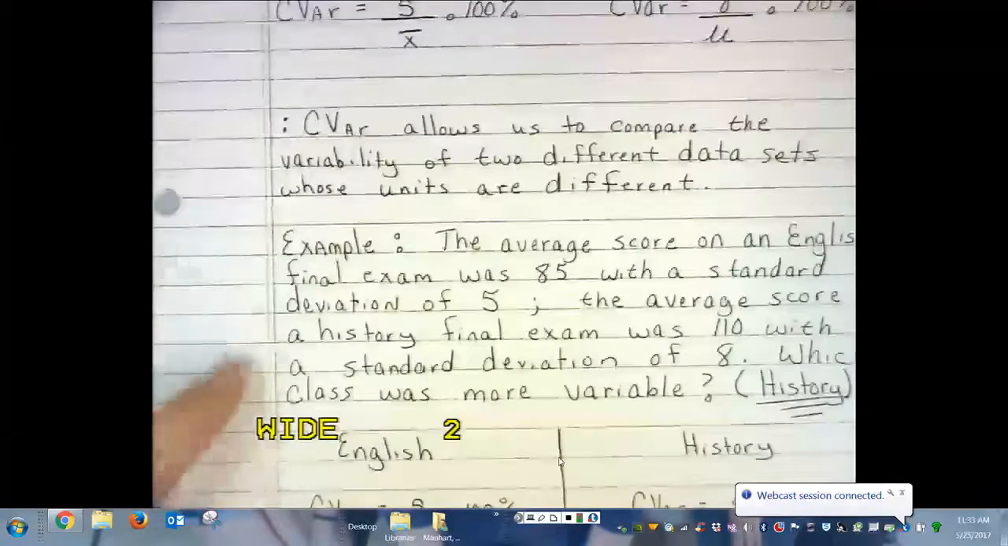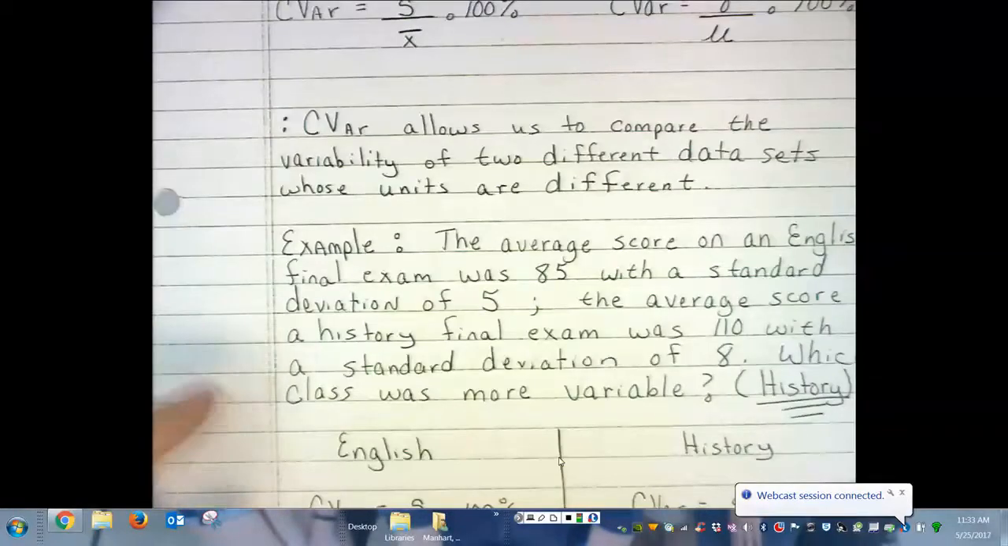Here's an example. The average score on an English final exam was 85 with a standard deviation of 5. The average score on a history final exam was 110 with a standard deviation of 8. Now, English and history are separate classes. It's not like I'm comparing two different English classes or two history classes. I'm comparing English and history and which class is more variable in terms of scores on the final exam.